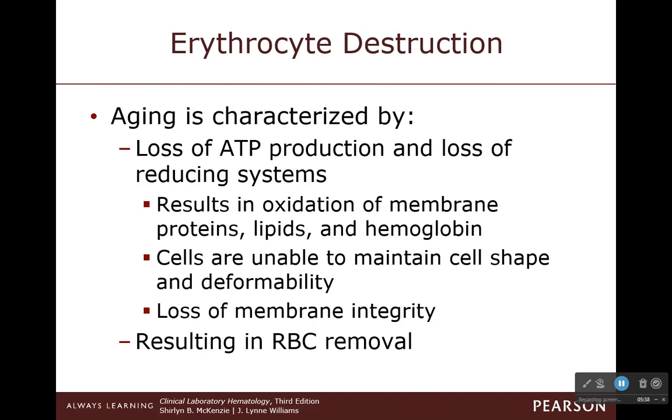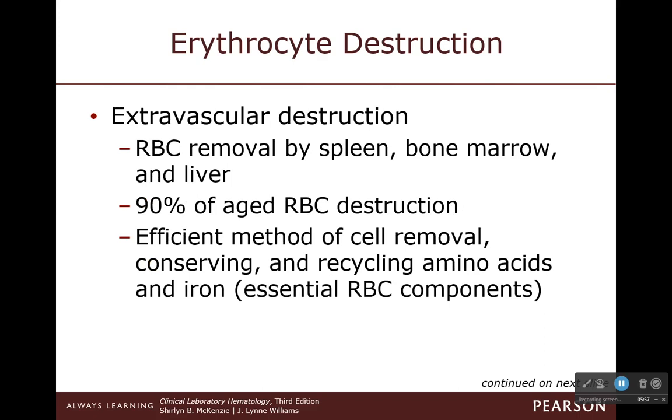And so we know that most of this is going to occur where? In the spleen, right? So the spleen is where this is occurring. We want about 90% of our red cell destruction to occur in the spleen, okay? It is known as extravascular destruction, okay? Extravascular destruction is removed by the spleen, bone marrow, or the liver, okay?